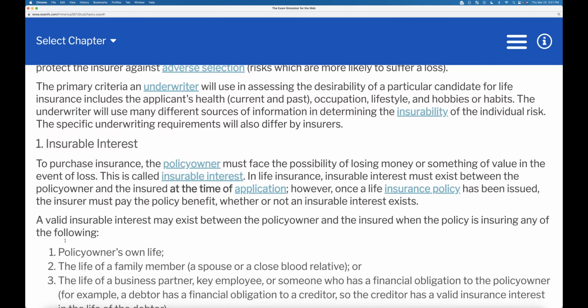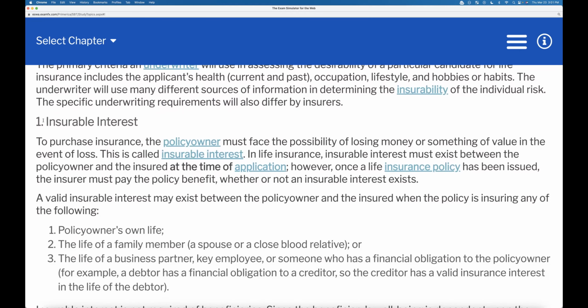Insurable interest is like, for example, let's say me and you want to buy a life insurance policy together. The insurance company is going to ask why. In other words, what's your insurable interest? Insurable interest means, why do you want insurance on Raul? They're going to ask you, why do you want insurance on Raul? And then you're going to say, well, just because I just want to get life insurance on Raul.